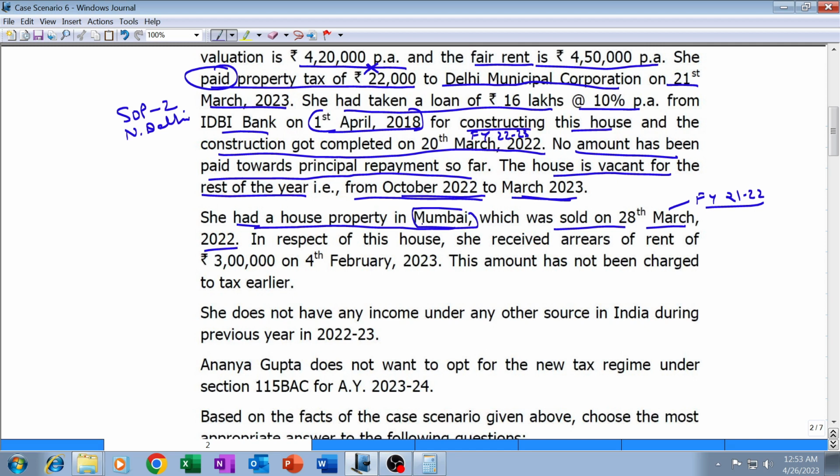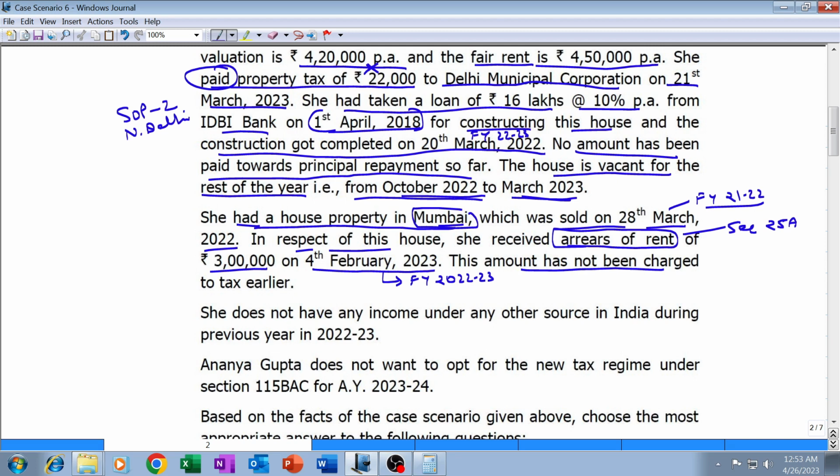In respect of this, this property does not exist in the current year, but in respect of this house, she received arrears of rent. Arrears of rent will be governed by section 25A. It will be chargeable to tax in the year of receipt. She received 3 lakh rupees arrears on 4th February 2023. Though this house is sold, this is received in 22-23, ending second last month of the current year.